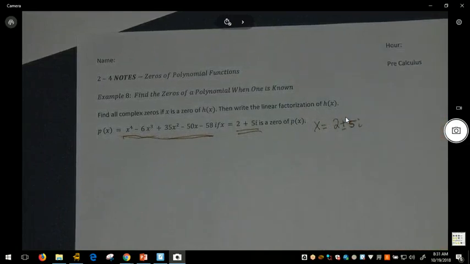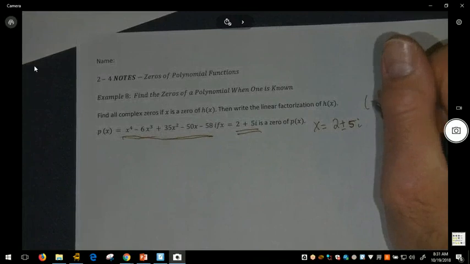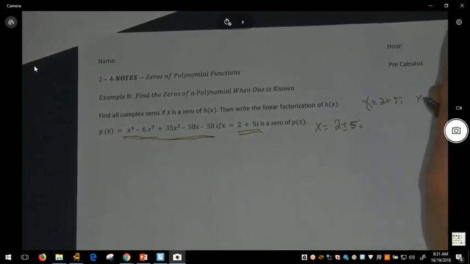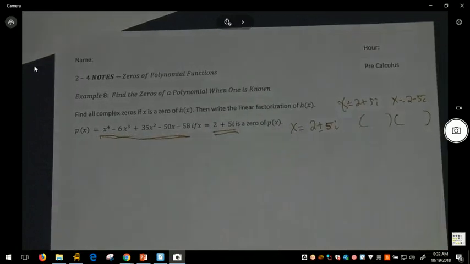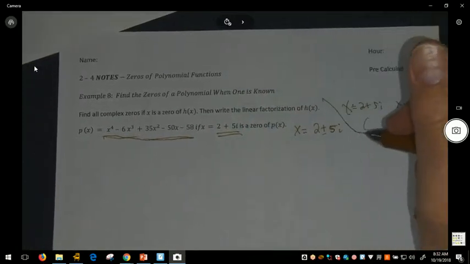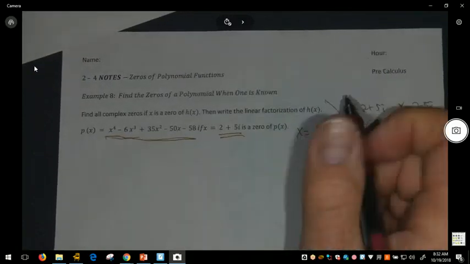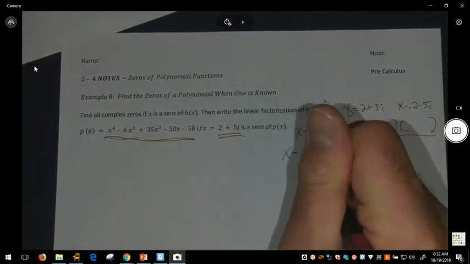Now if you like doing this with the conjugate pairs as you learned in Algebra 2, you may start with x equals 2 plus 5i and x equals 2 minus 5i, and get your three trinomials to multiply from that. I'm not going to do it that way, but you're welcome to. Some of you prefer that method. With this one, I'm going to subtract 2 from both sides.